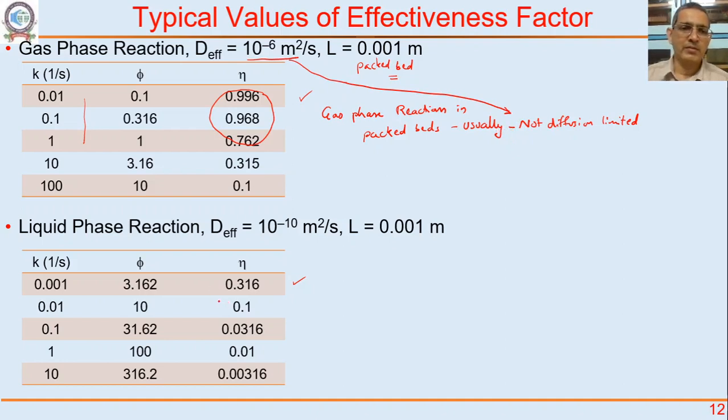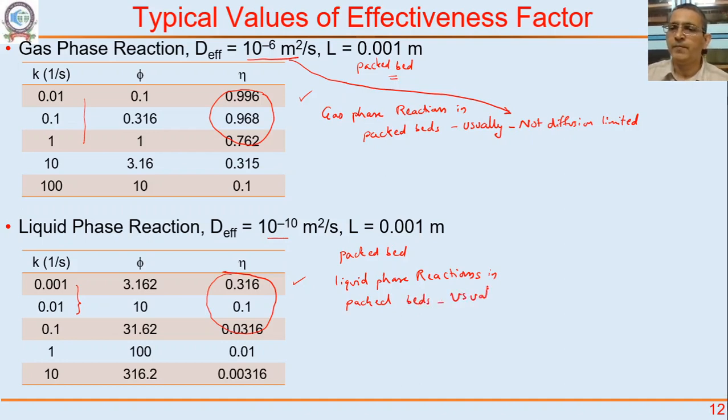Go to the liquid phase. So liquid phase packed bed, even if the rate constant is small, even if the rate of reaction is slow, these are strongly diffusion limited because effective diffusivity is very small, 10 raised to minus 10. So liquid phase reactions in packed beds are usually diffusion limited.